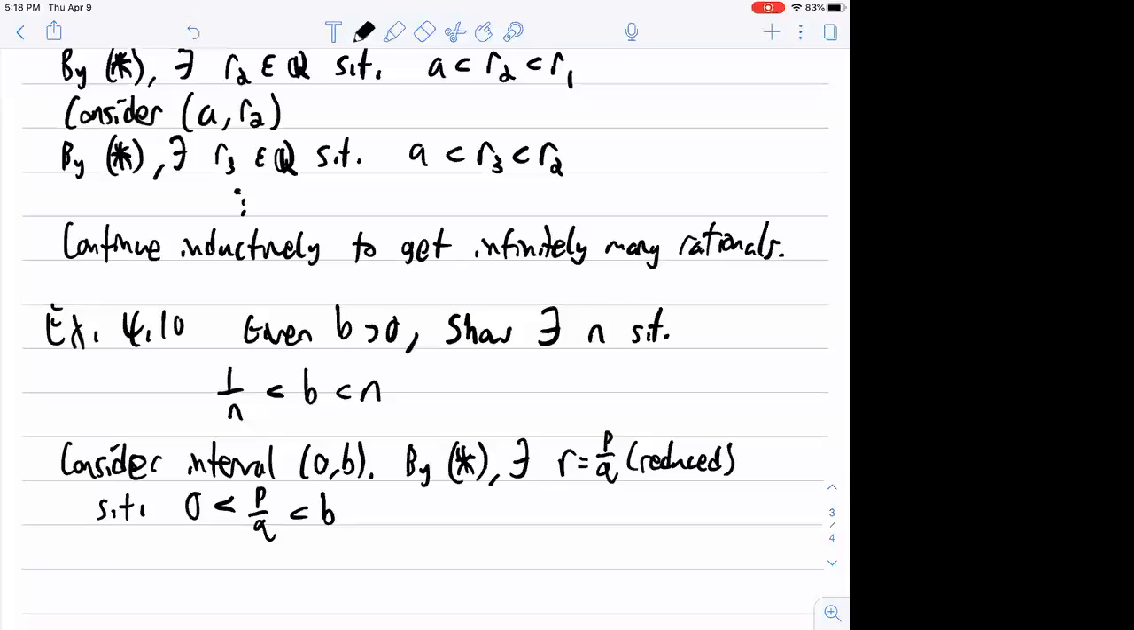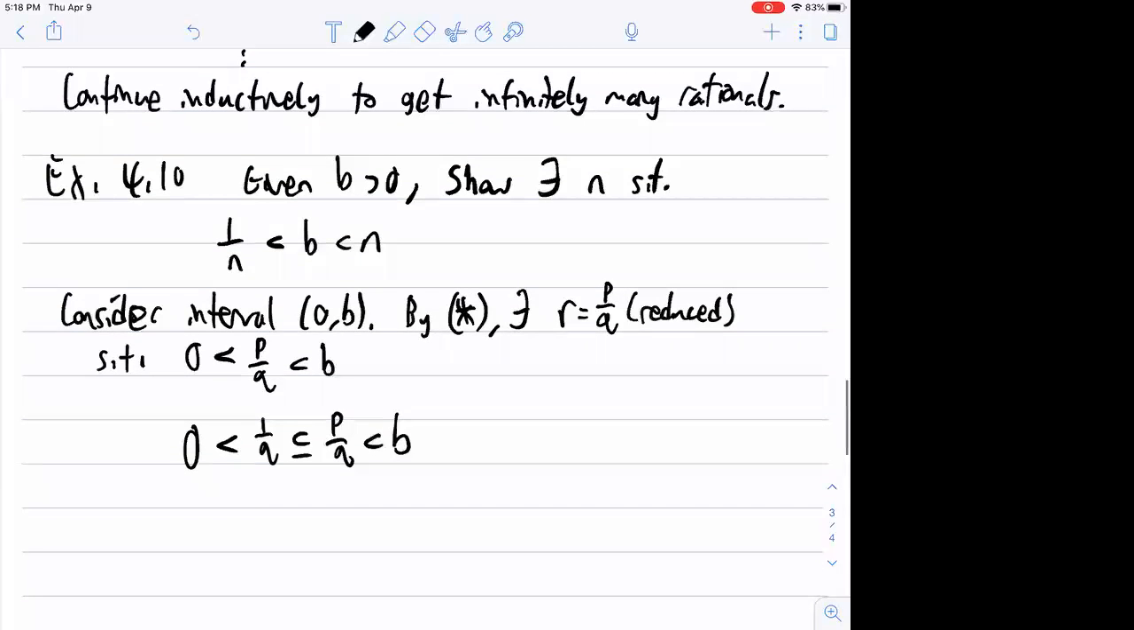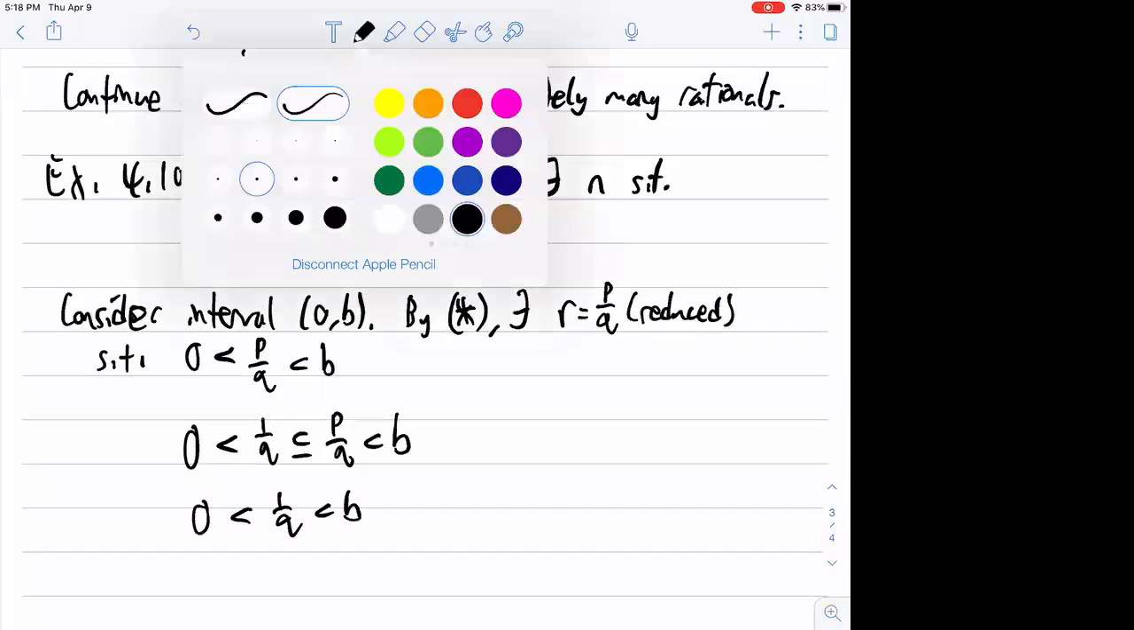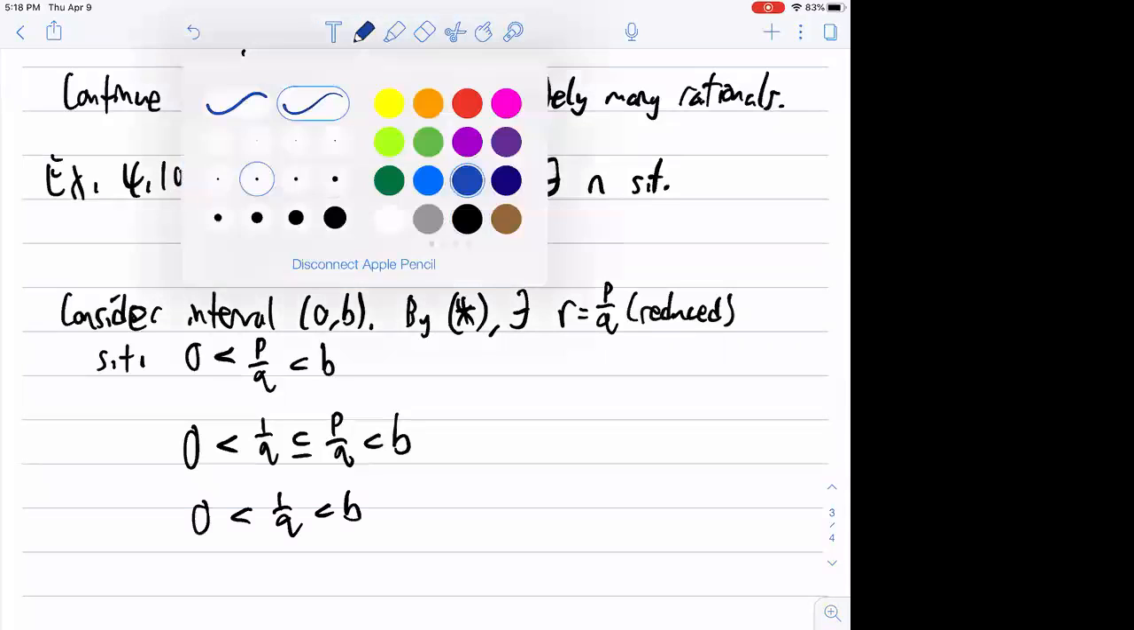Okay, so now I want a 1. I don't want a P on top, but it's certainly true that the smallest number P can be is 1. So I could certainly say, consider this now. So certainly this is true, less than or equal to. So I might as well consider just this. The reason being is I need a 1. I need 1 over n, not P over n.